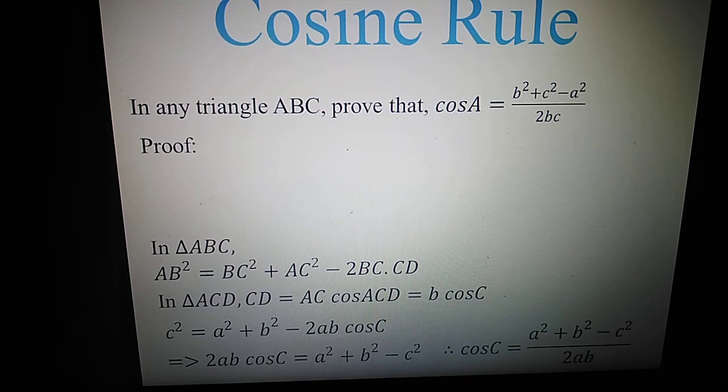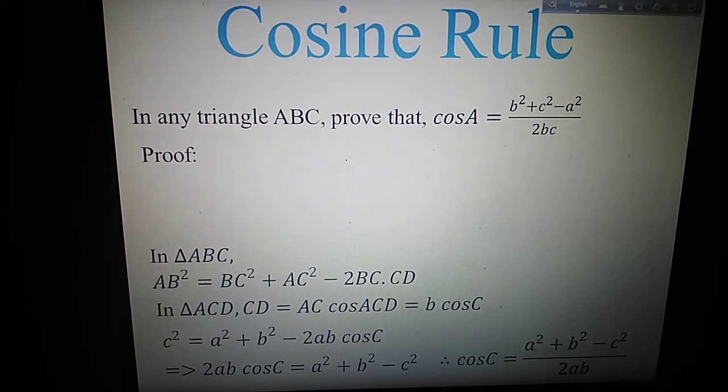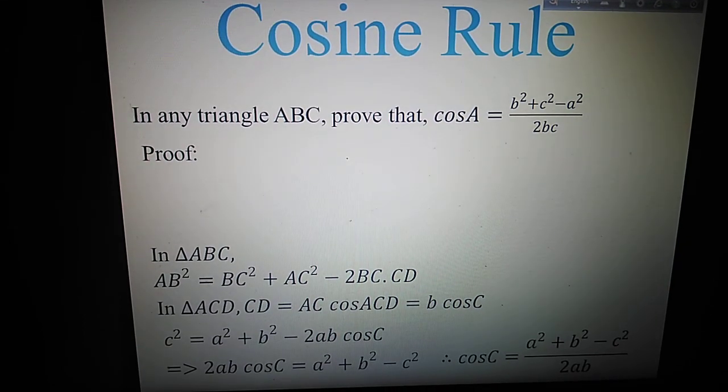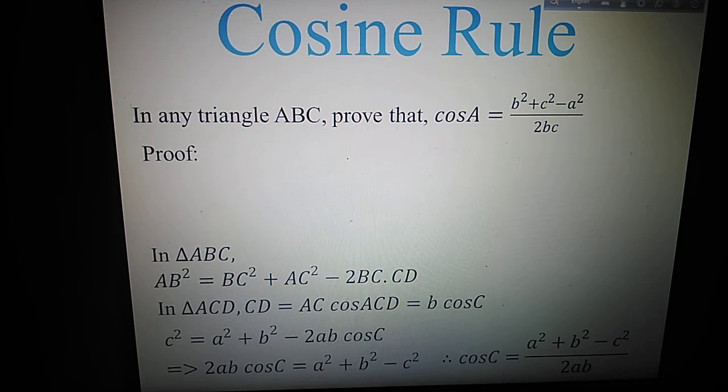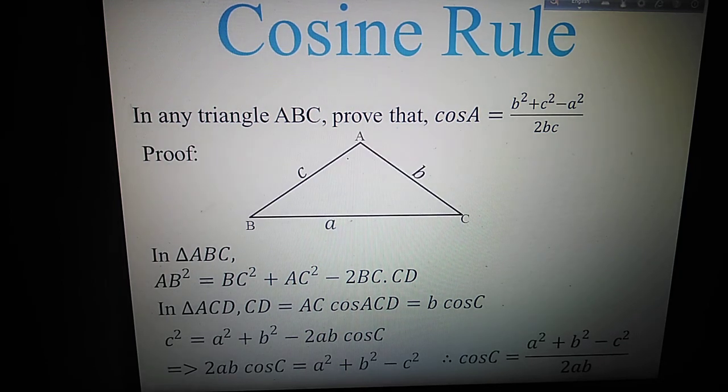Next is the cosine rule. The cosine rule is very straightforward. Actually, there is no ambiguity like in the sine rule. It says: in any triangle ABC, prove that cos A equals b square plus c square minus a square by 2bc. We are just using a figure.